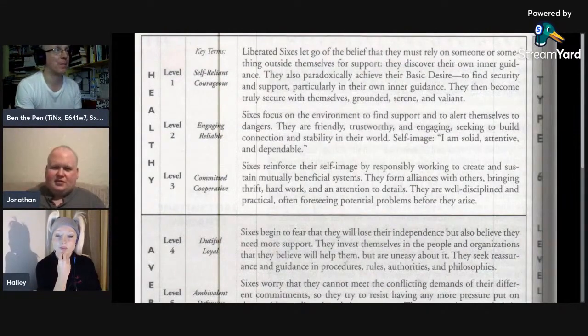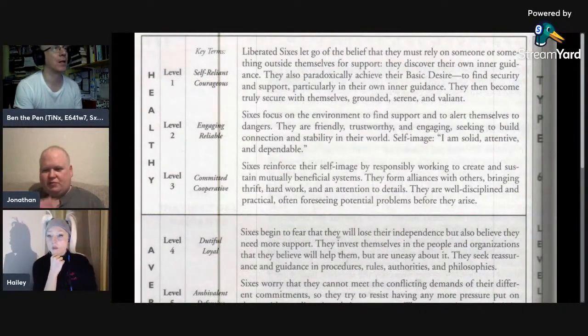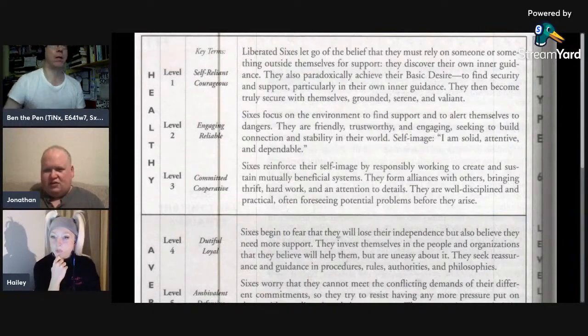I will say, I think this particular self-pres 6 description is more the self-pres 6 with a 7 wing and the 5 wing, in my experience. Yeah. I was also wondering, Hailey, with the funny in there. Yeah. Well, how much have you read so far, Hailey? I wrote... Oh, pardon me. Said 3 paragraphs.